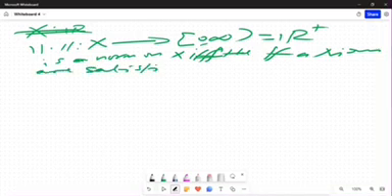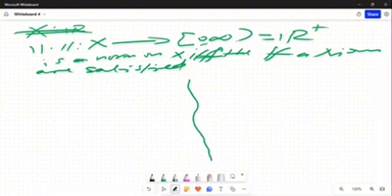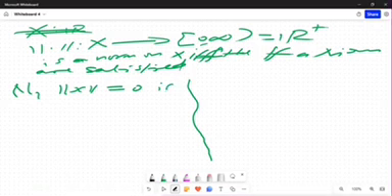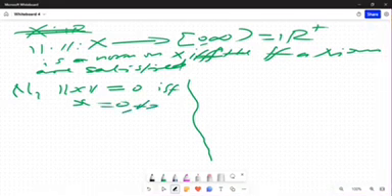The first axiom, we call it N1. The first axiom is N1, and that axiom is saying that the norm of x is equal to zero if and only if x is a zero vector. Okay, and this will happen for every vector x in your domain of the norm, or domain of the function, which is capital X, the vector space.